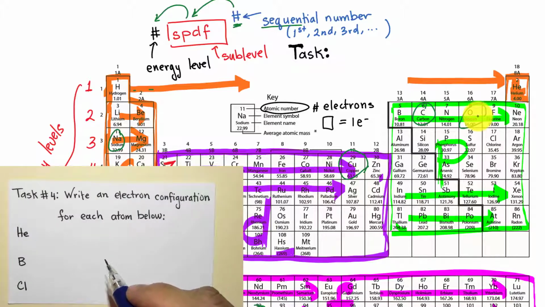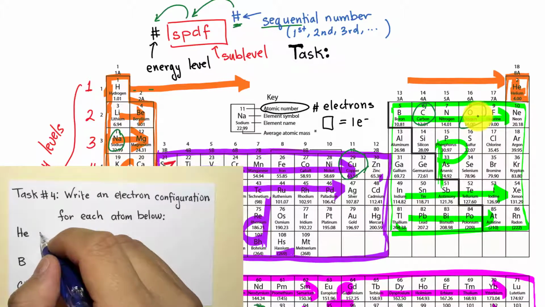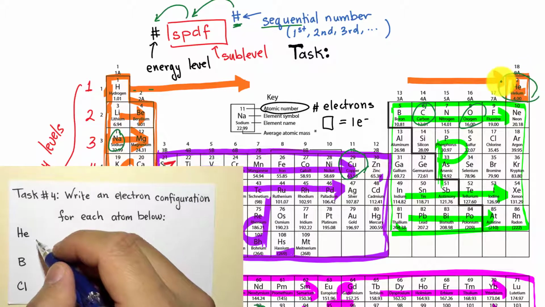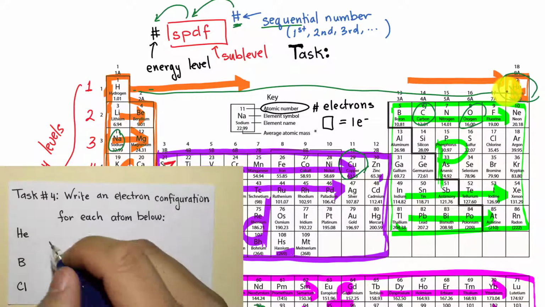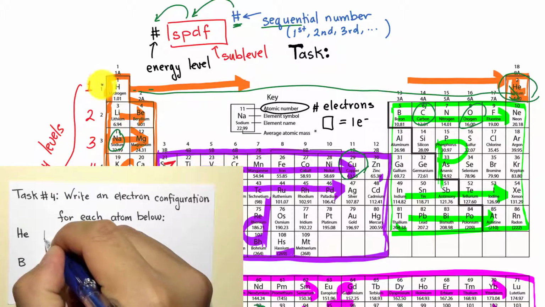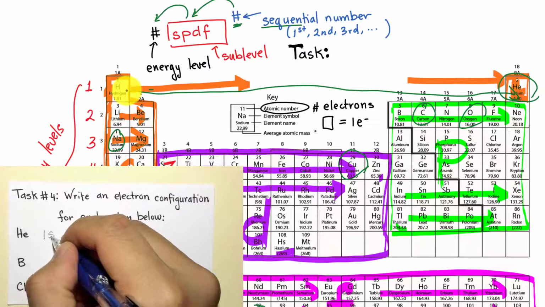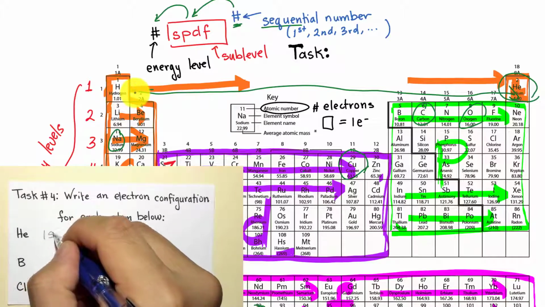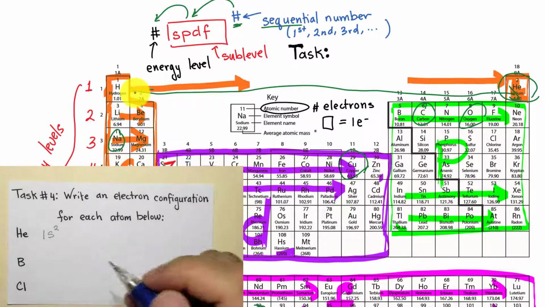Now, are you ready to write an electron configuration for all the electrons in an atom? Let's try helium. Helium is right here. And when you write an electron configuration, you always start from energy level 1. So this is where we start, right here. We go across until we reach our last element, which is helium, right there. In this case we have energy level 1, the S sublevel belonging to energy level 1, with 2 electrons. And that's helium. And we're done.